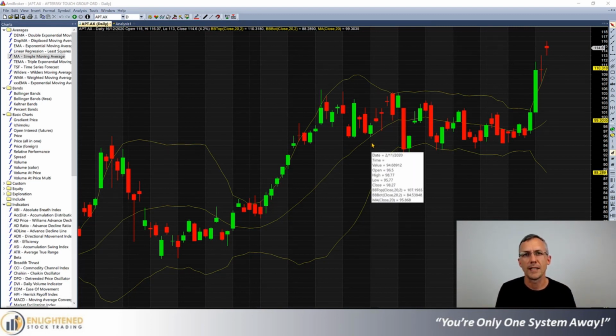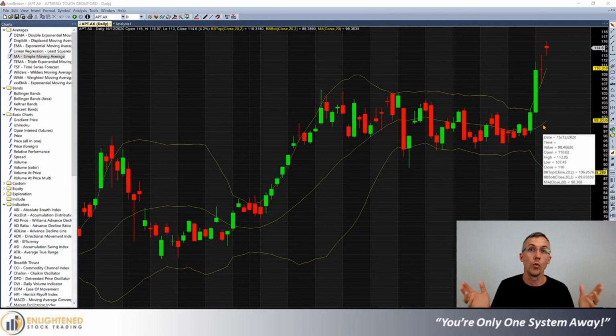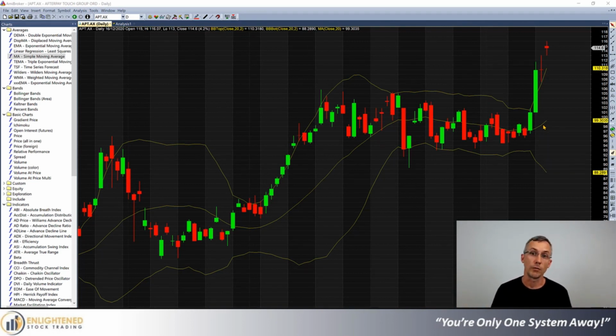Now the Bollinger Band consists of three things. The first one, which you probably know and love, is a simple moving average. A simple moving average is the center line of the Bollinger Band, and it can be any length that you want, depending on what you're trying to achieve with the Bollinger Band. The second component is the top Bollinger Band, which is the simple moving average plus some multiple of the standard deviation.